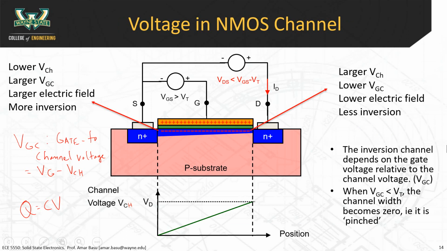All right. So this is why the right side of the channel is actually less inverted than the left side of the channel. Another term that's used is that the channel starts to become pinched on the right side. And that's why I've drawn it this way, with varying thickness. It's not quite the thickness, the dimension, that's varying that much. It's really the amount of charge that you have in that region.